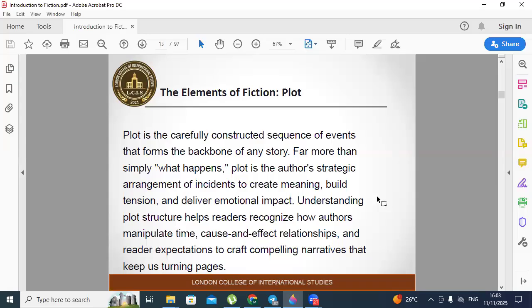Authors control cause and effect relationships, showing which events produce which consequences. They manipulate reader expectations, fulfilling some predictions while subverting others. Plot structure is craftsmanship. Authors make deliberate choices about which events to show, which to summarize, which to reveal. Because these choices shape meaning and emotional response, studying plot means understanding these strategic decisions.